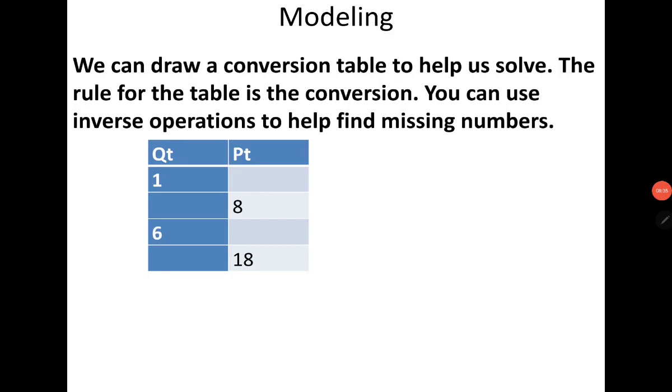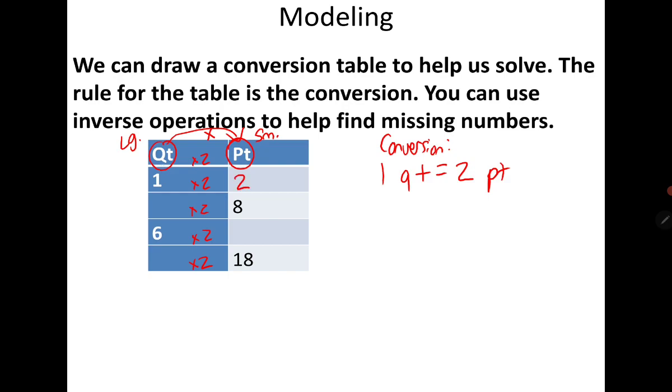Okay. We can also use our conversion tables. So we've got here quarts to pints. So we're going quarts to pints. We're going larger to smaller, because a large carton is larger than a smaller carton. So we're multiplying. 1 quart is equal to 2 pints. So the rule for the table is going to be times 2. So when we have 1 quart, that'll be 2 pints.